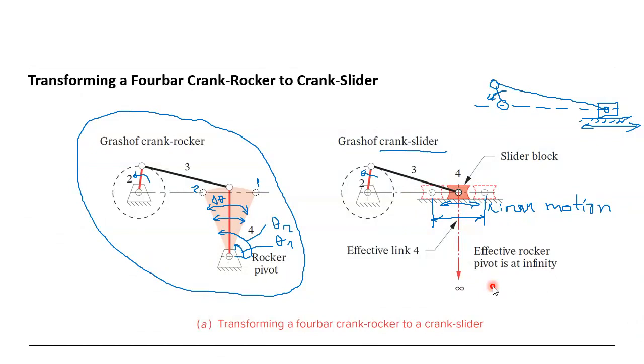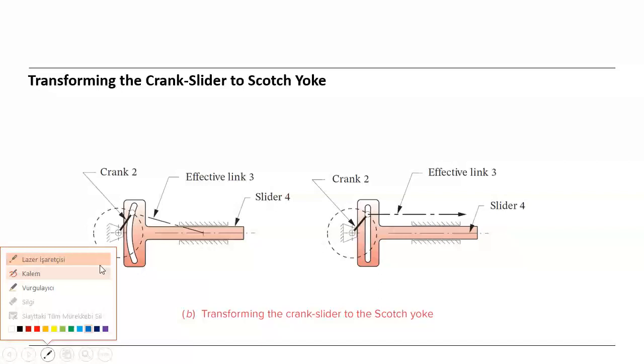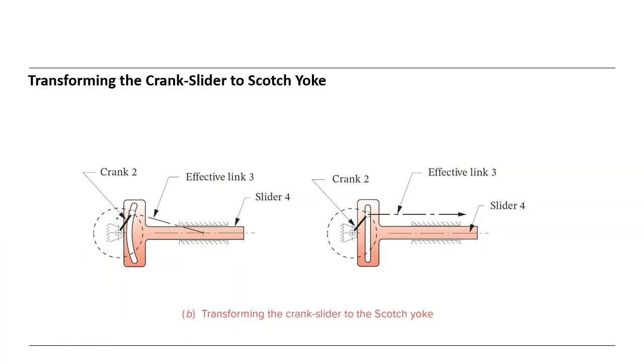So another mechanism here, transforming the crank slider to the Scotch yoke. This is another special mechanism developed in industry. You see, we have here the crank, which is rotating like this. And here we have the linear motion. This link undergoes linear motion. Rotary motion is converted into linear motion, and the same here. So this is the crank to an effective link here, and the slider.